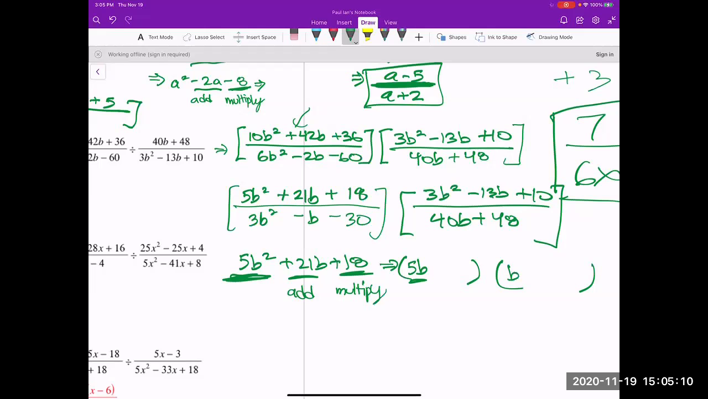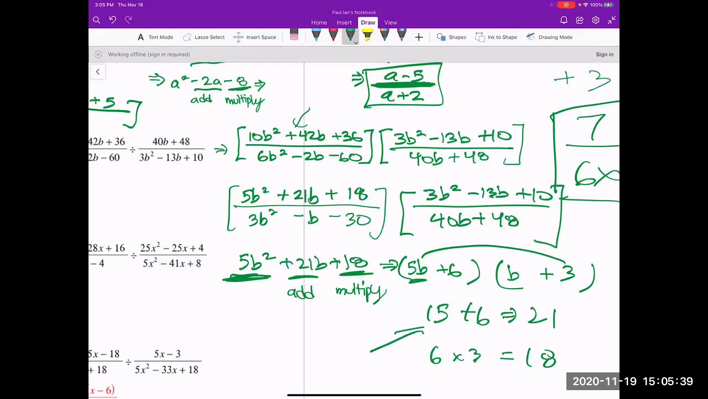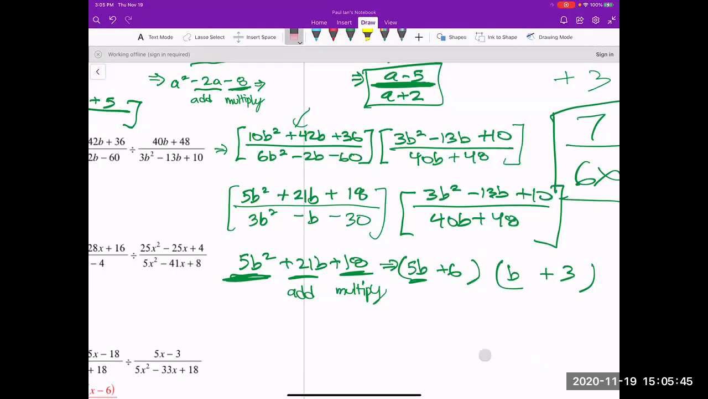All right, so the solution here, I think, is plus 6. This is a difficult one. And then plus 3. Yeah? I mean, it's 18. And when you do this, 5 times 3, that's 15, right? Yeah. Plus 6 gives you 21. 6 times 3 gives you 18, yeah? But you have to account for this 5b when you do your adding. So it's 5b and 6. Okay, let's do the other one right here. So 3b squared minus b minus 30.